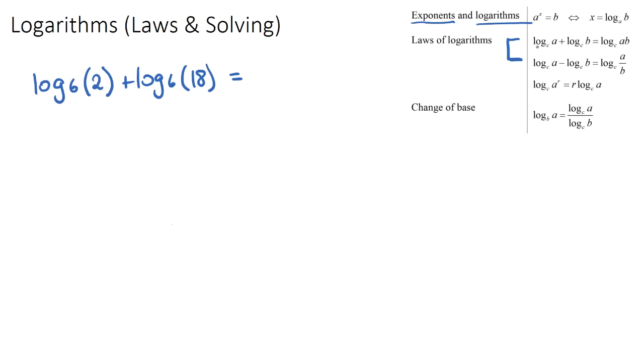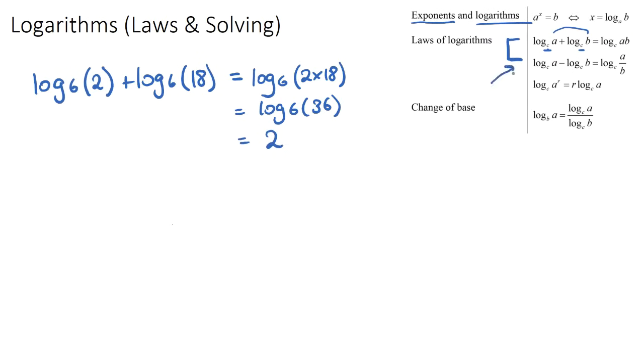And the first same base law here says if you have log plus a log and they have the same base, which these do, they have a c, and you have two terms, a and b, we can convert this into one log with that same base, which is why it's called the same base law, and we can multiply the two terms. So this will become log, we keep the base of 6, and we can do 2 times 18. Now this is useful because 2 times 18 is 36, and we actually do know what this is. 6 to the power of 2 is 36, so this is equal to 2.